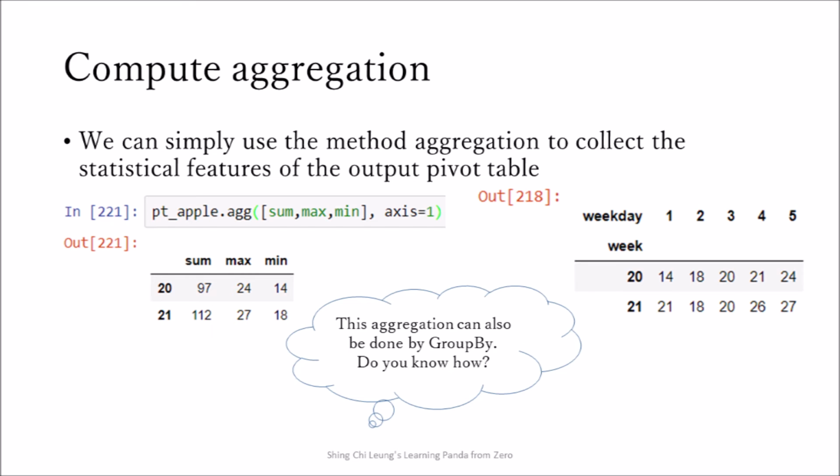Certainly, one thing missing here is the visualization. In the next tutorial, we will go through the steps how to build a graph from these objects. I also leave you a food for thought here. Actually, the same result can also be done by using the group by method. Do you know the procedure?